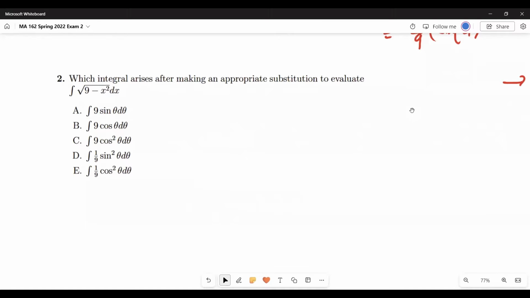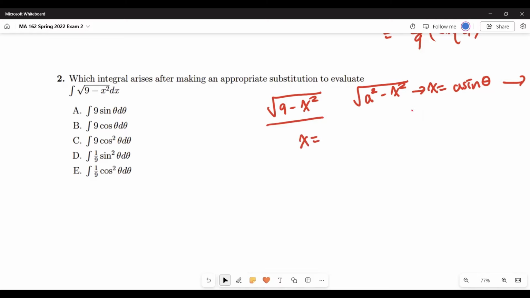Okay, so this question asks which integral arises after making an appropriate substitution to evaluate that integrand. So we see in the integrand 9 minus x squared is inside of the square root. This is a similar format as a squared minus x squared, which makes x equals a sine theta. So a squared is 9, so we can write x as 3 sine theta, and we can find the derivative of x, which is dx equals 3 cosine theta d theta. Now we have all, so let's plug it into the integral.